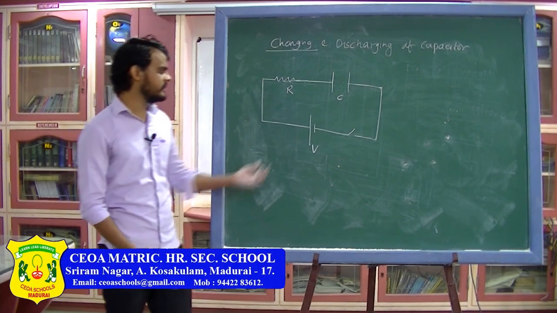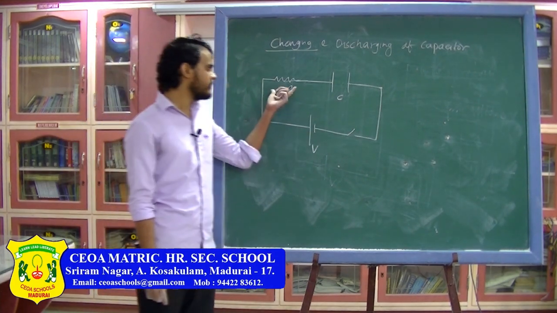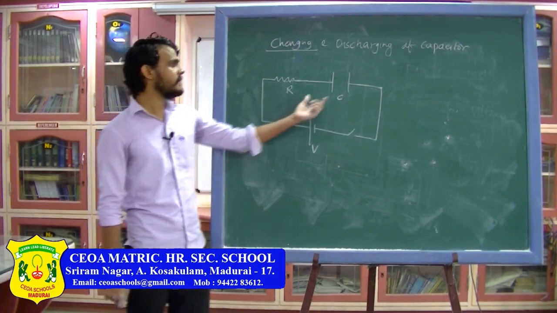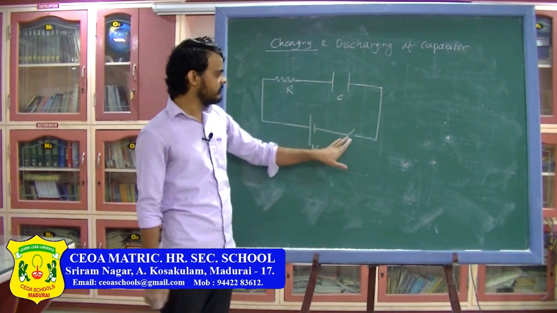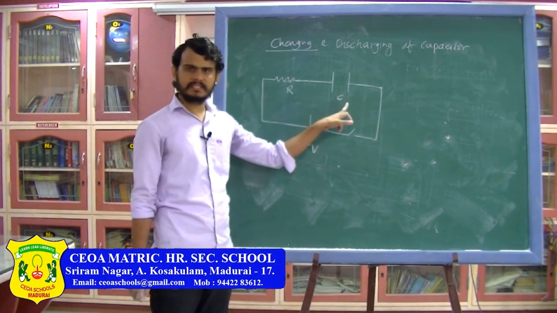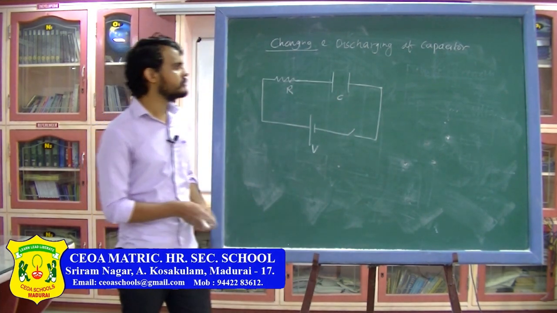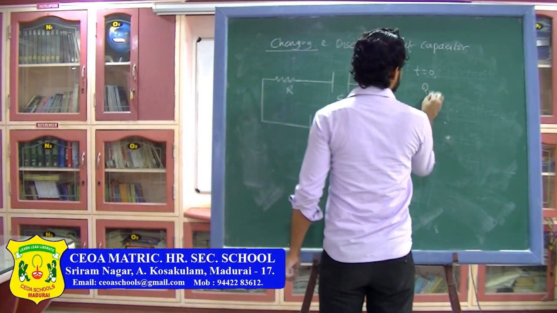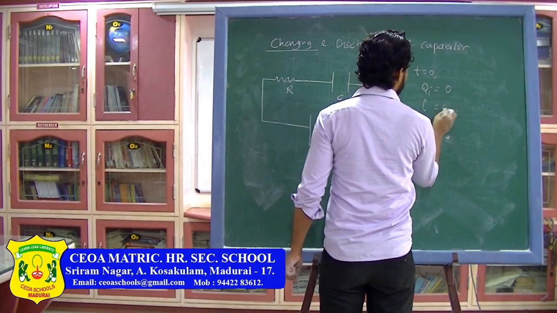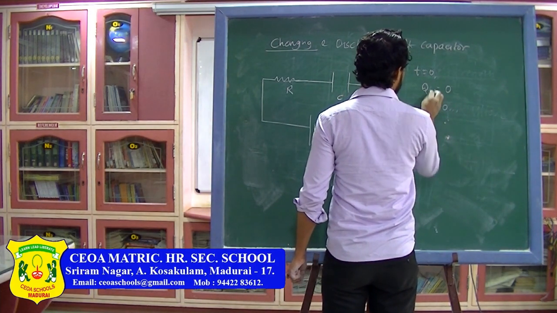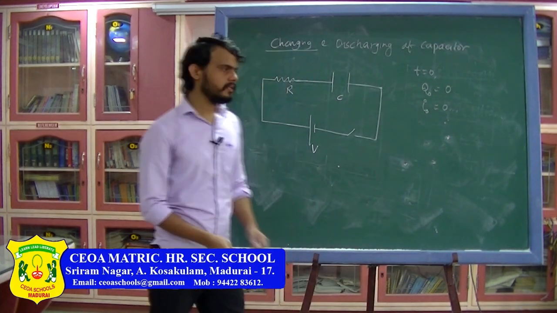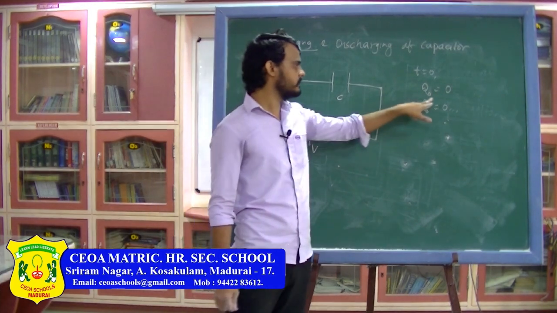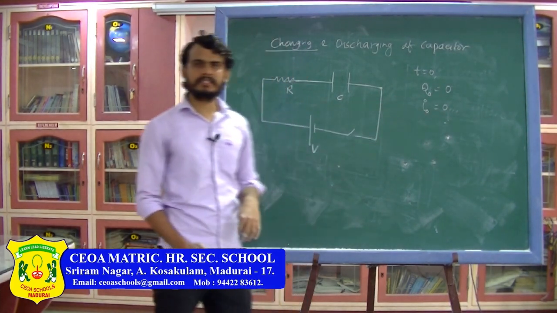Now, as you can see in this circuit, there is a battery, a resistance, and a capacitor. Why the resistance? Because the capacitor is connected with wire, and wire always has resistance. Initially, when the switch is open, there is no current in the circuit and no charge on the capacitor. So at t equals 0, the initial time, the initial charge is 0 and the initial current is also 0. Here I naught and Q naught mean the current and charge at time t equals 0.